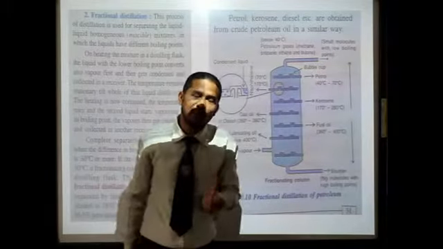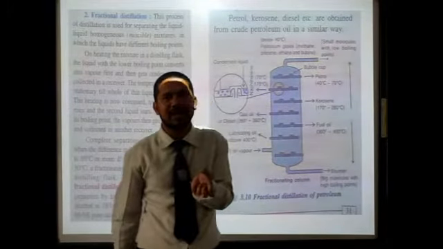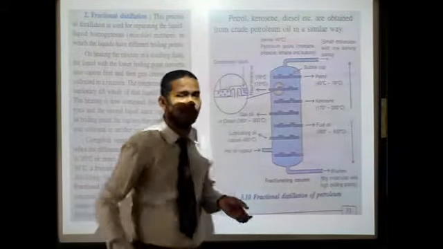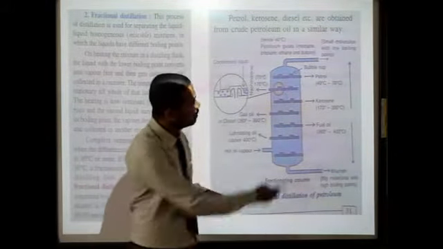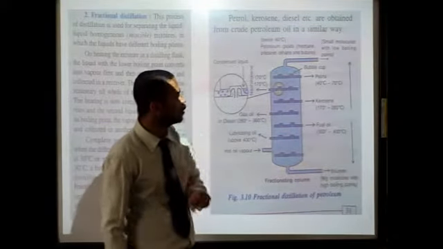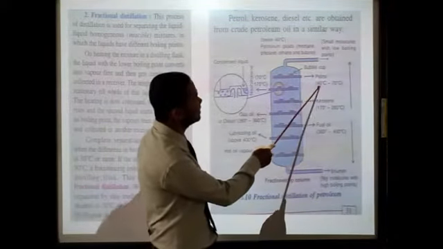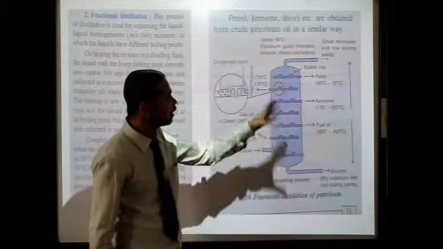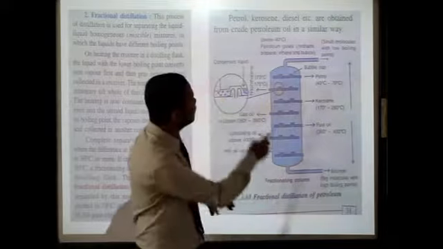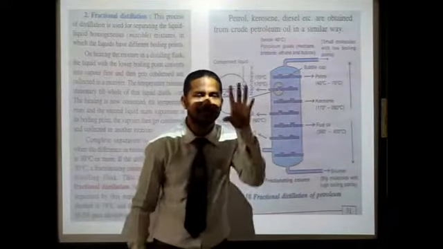And why petrol? Which is the component that is first collected from crude petroleum oil through fractional distillation? Petrol. Why? Because its boiling point is very, very less, that is 40 to 70. Within 40 to 70 degrees Celsius, the whole of the petrol from the petroleum oil is separated.